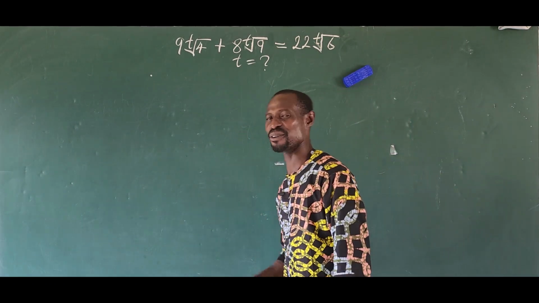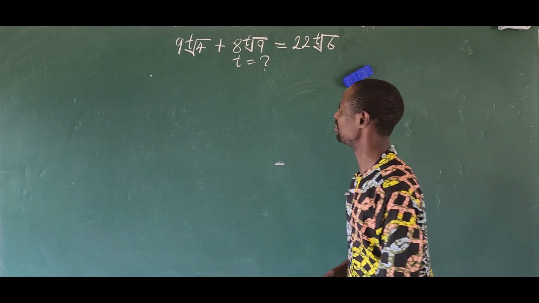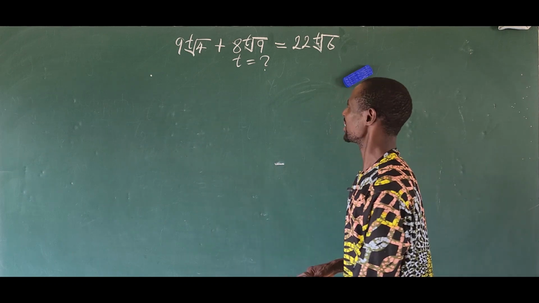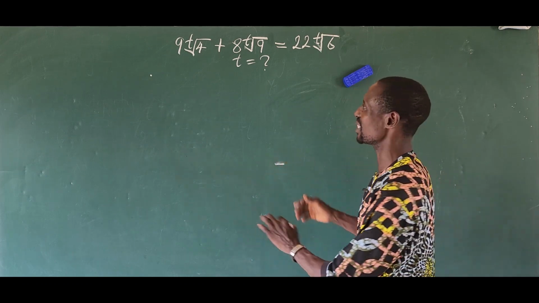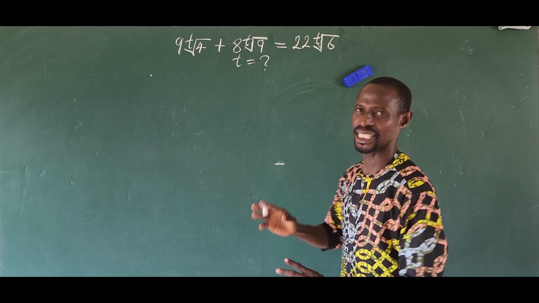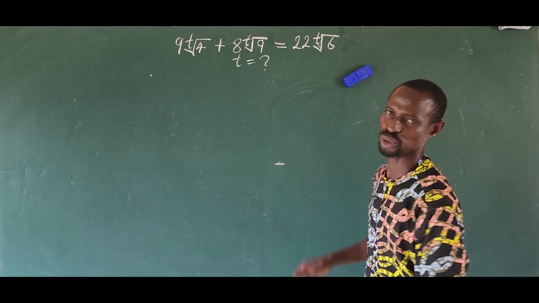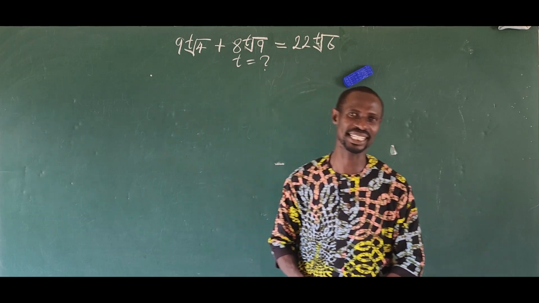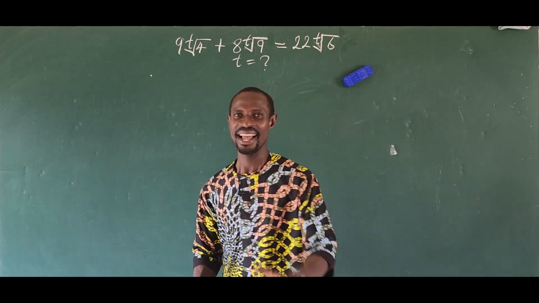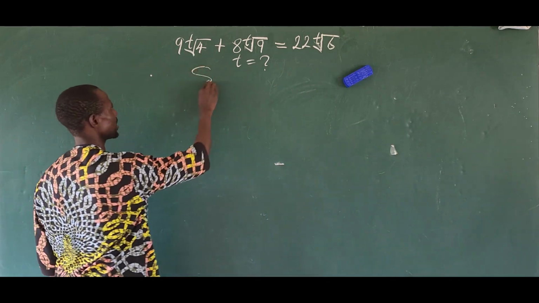Today we have this challenge before us here. The question is an algebraic equation. How do we solve this? The question is 9 times the t root of 4 plus 8 times the t root of 9 equal to 22 times the t root of 6. What is the value of x here? Alright, so let's take our solution here.